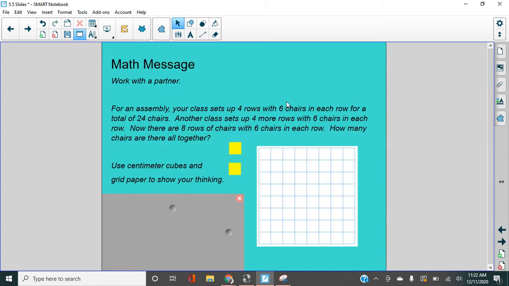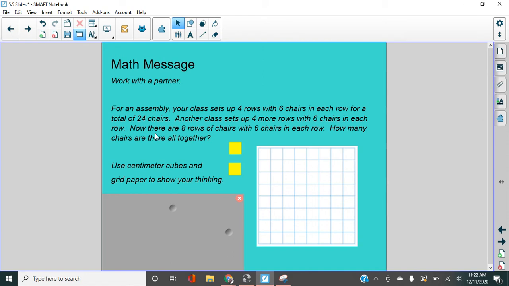Here's our math message. We're going to work on this together. For an assembly, right? Assembly means a group of people meeting. Your class sets up 4 rows with 6 chairs in each row for a total of 24 chairs. Another class sets up 4 more rows with 6 chairs in each row. Now there are 8 rows of chairs with 6 chairs in each row. How many chairs are there all together?